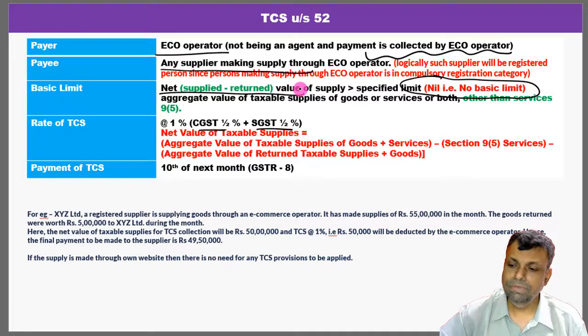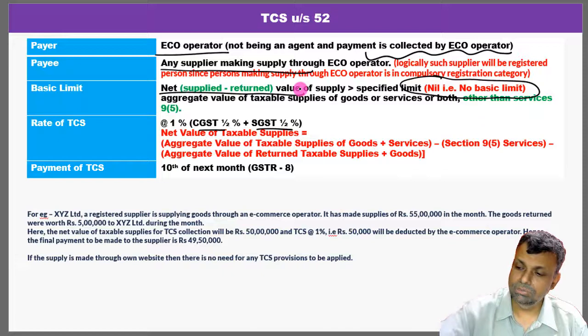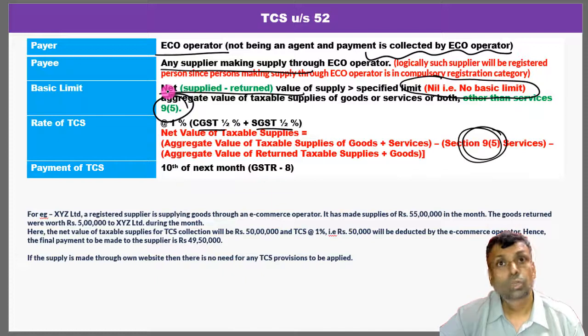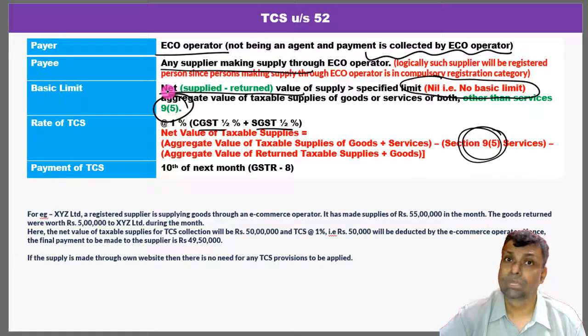Further friends, if there are any supply services referred to under section 9(5), that is basically those notified services like radio taxi and all those kind of things which I have explained to you before, those under section 9(5) are not covered by the TCS provisions. Keep this particular point in your back memory very importantly.